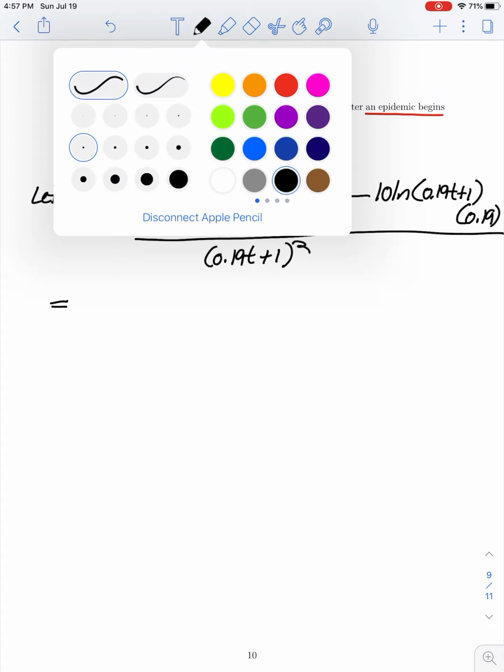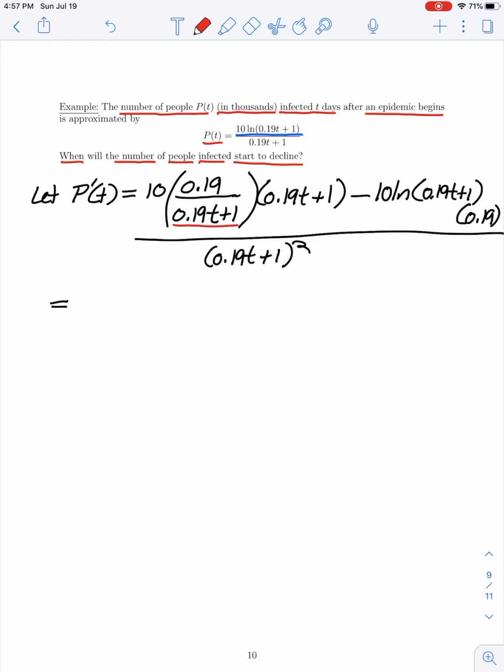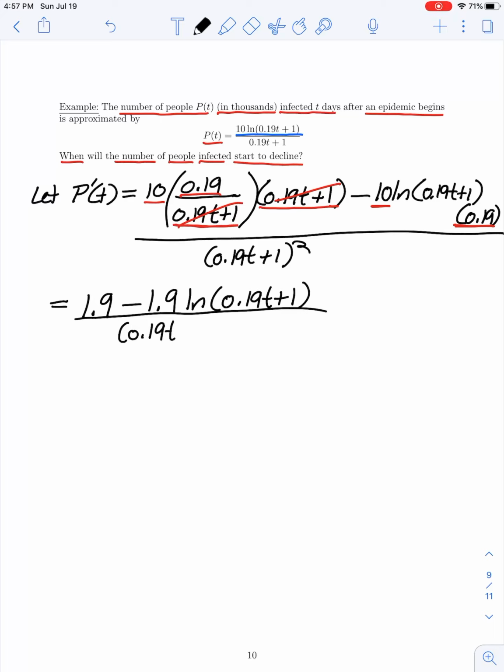So simplifying a little bit, in the numerator, when we have this division by 0.19t plus 1, and then we're multiplying by that same expression, those terms will cancel. And so we're just left with 10 times 0.19, which gives us 1.9. Then we're subtracting the 10 times 0.19, which again gives us 1.9, times the natural log of 0.19t plus 1, all over our same denominator, 0.19t plus 1 quantity squared.